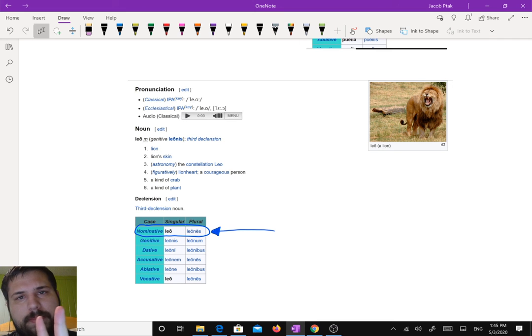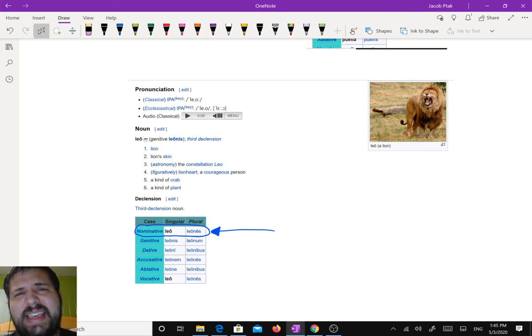Then the second family was A. Words that end in A, add the letters AE. And remember, AE is pronounced I. Puella, puellae. Femina, feminae. Ancilla, ancillae. Mensa, mensae. Sella, sellae. And so on. Then we had the third family, which is a little harder to spot.